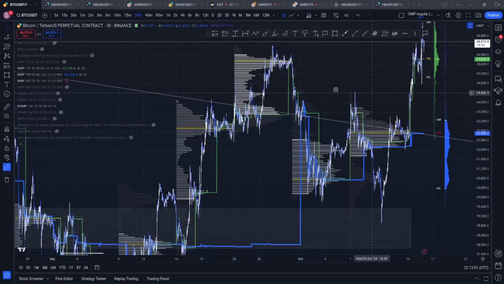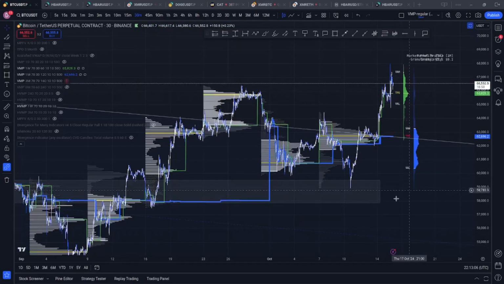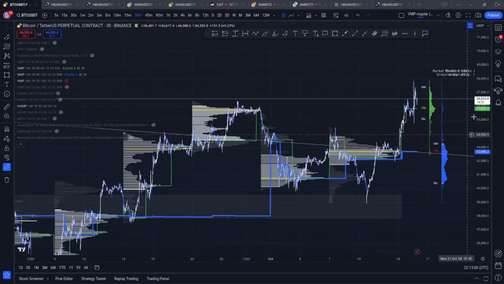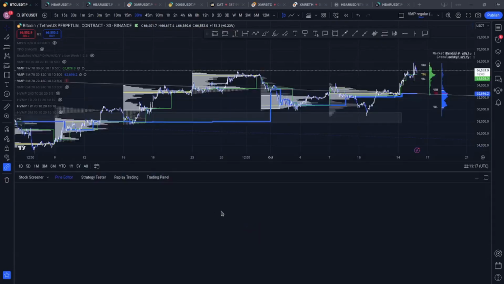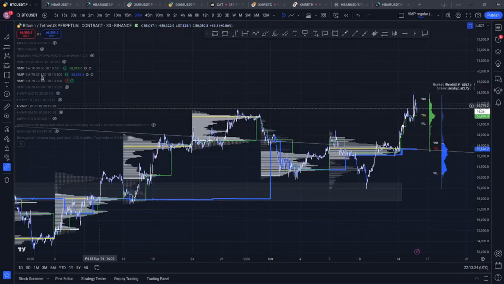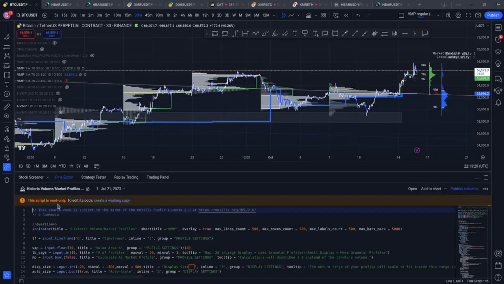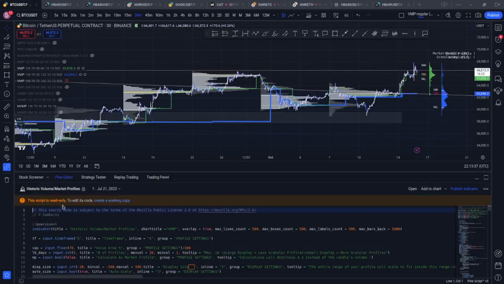But yeah, those are the main indicators that I use. They have been very useful to me, so I would like to thank again the authors of these. I believe these are all open source. You click on source code, you can see the source here. So Sam Resio, I believe, was the author of both of these, the volume market profile and the historic volume market profile. And I'm not sure about the historic volume market profile. Looks like it is, and it was also by him.